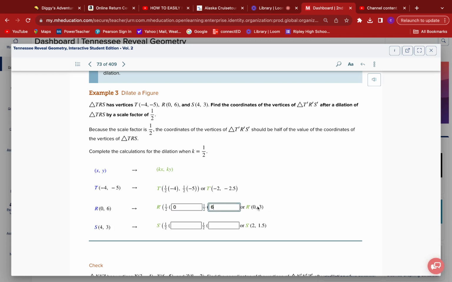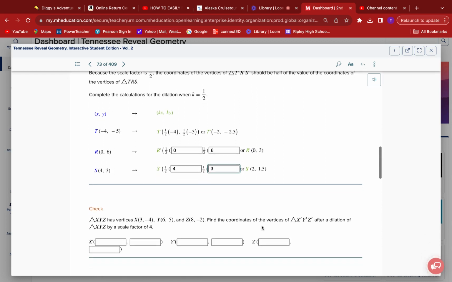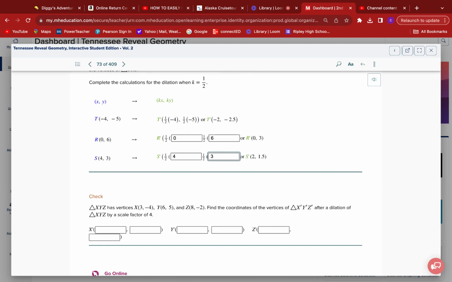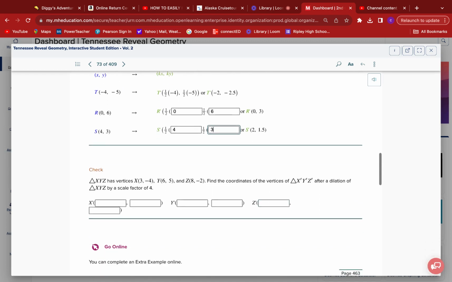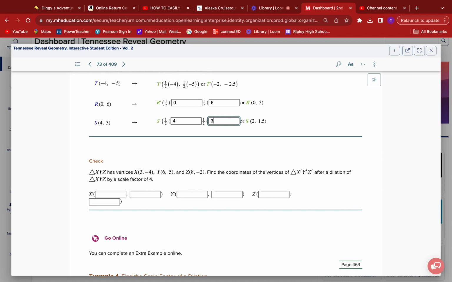We got 0, 3 for our R prime. Same thing for S, 4, 3. So 1/2 times 4 is 2, and 1/2 times 3 is 3/2. Or you can put 1.5 if you're happy with a decimal. All right, so just multiplying here on your scale factor. So it's like we're done with example number 3.